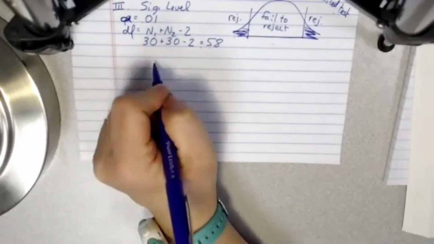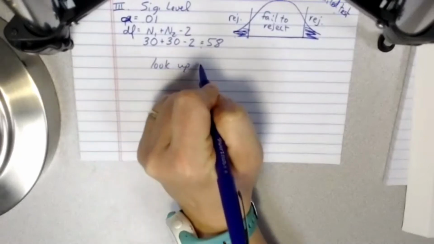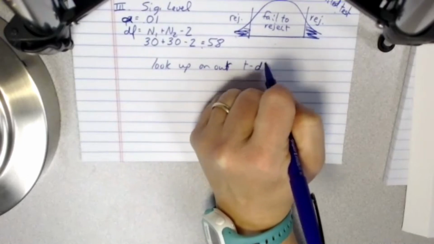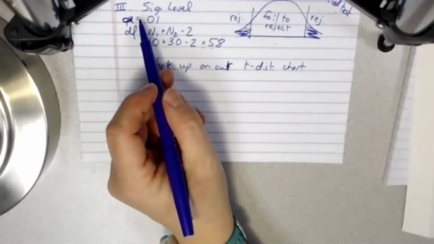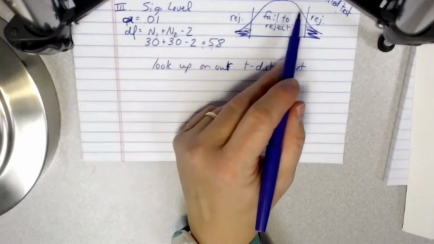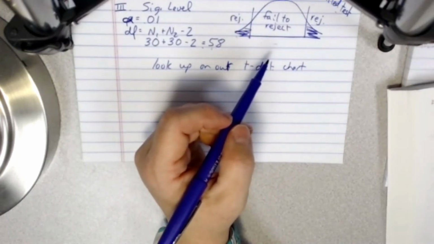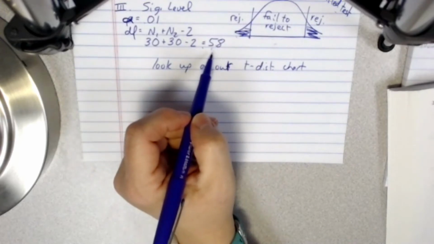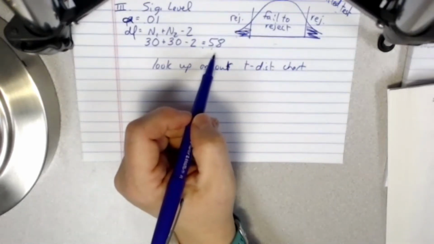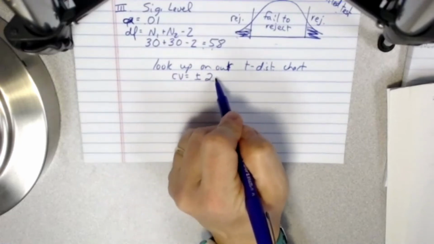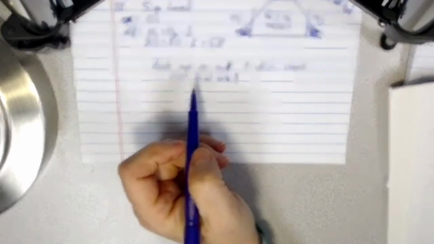The next step is for us to look up on our chart at 58 degrees of freedom and an alpha of 0.01 for a two-tailed test. So if we go to our chart on the left-hand side down to 58, and across the top on a two-tailed test over to 0.01, we end up with a critical value of plus or minus 2.663.